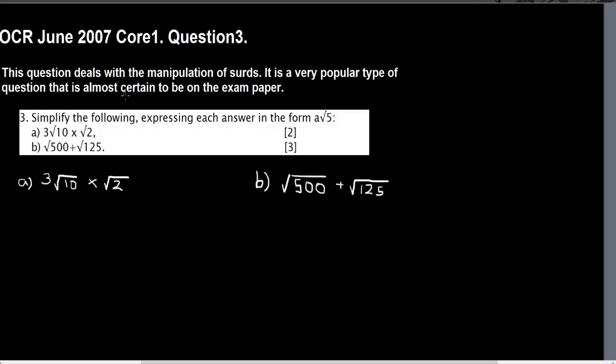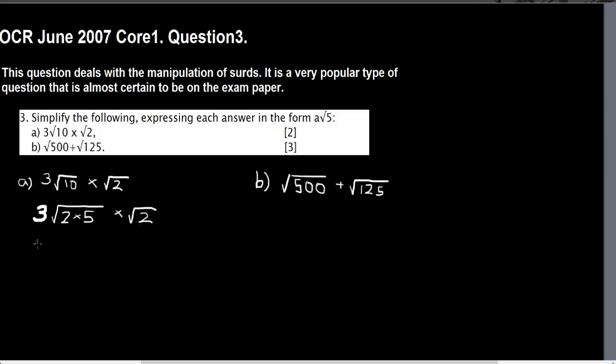So question 3 says, simplify the following, expressing each answer in the form a root 5. Because it tells you to look for root 5, it makes it much easier actually, because if you look at A, you start off with 3 root 10. Now, we can express root 10 in terms of root 2 times root 5, and that's multiplied by root 2.